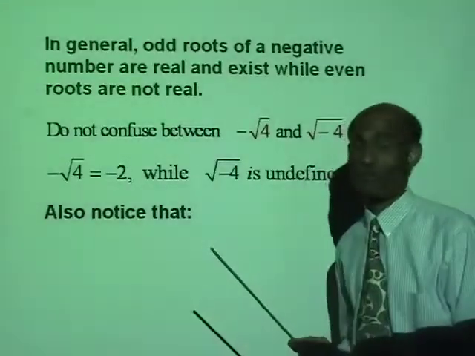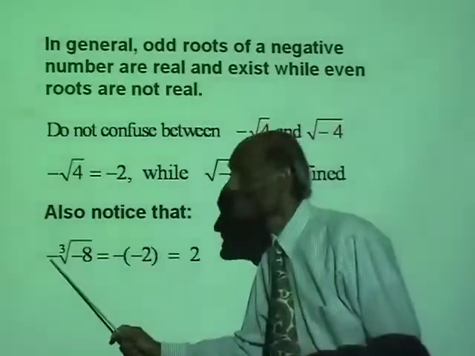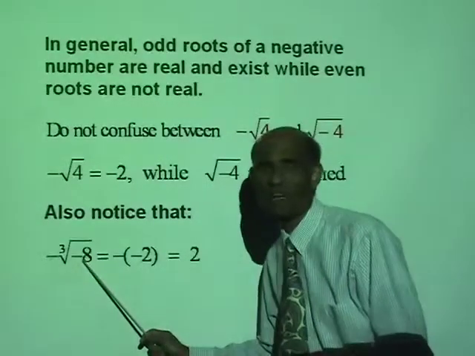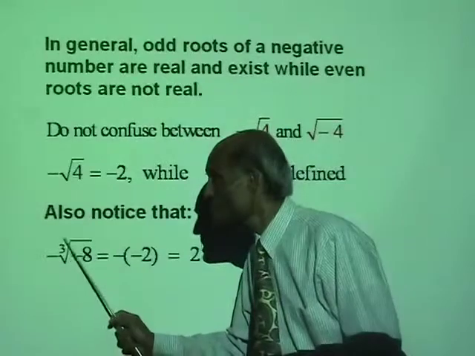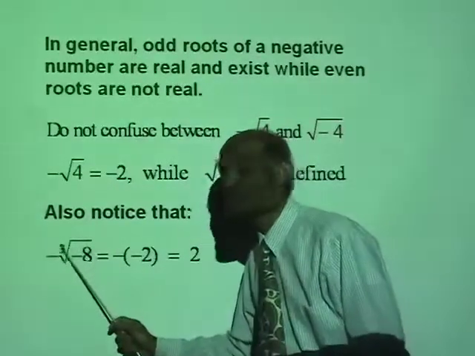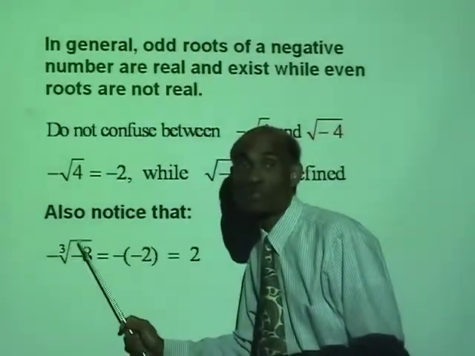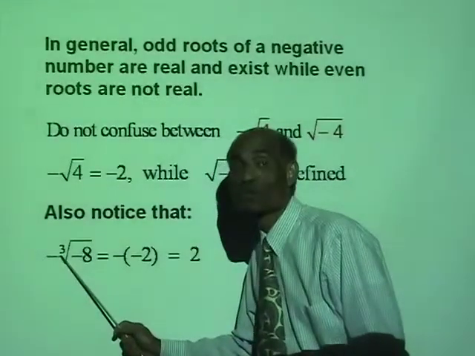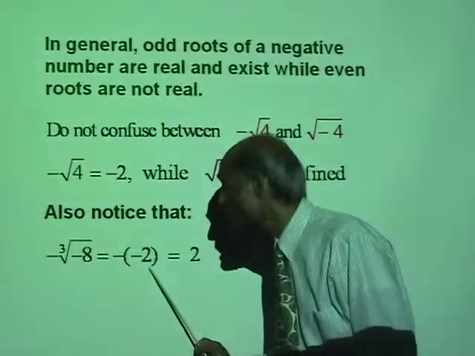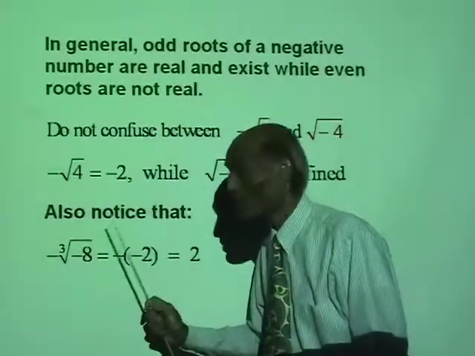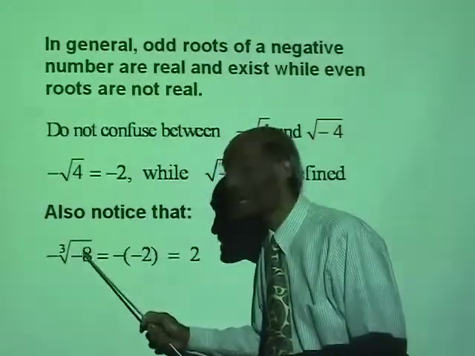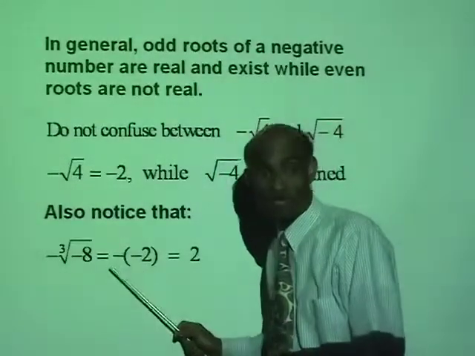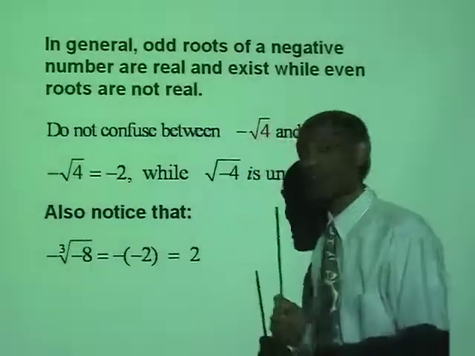Also, notice that negative cube root of negative 8. Watch this very carefully. Negative cube root of negative 8. Now, we already looked at this before. What is cube root of negative 8? Cube root of negative 8 is negative 2. Therefore, negative cube root of negative 8 is negative negative 2. Double negative is positive 2.